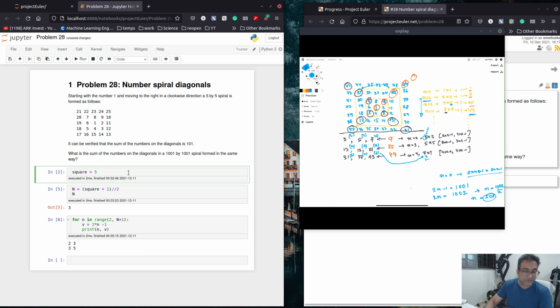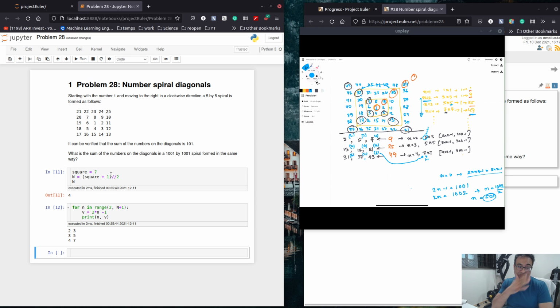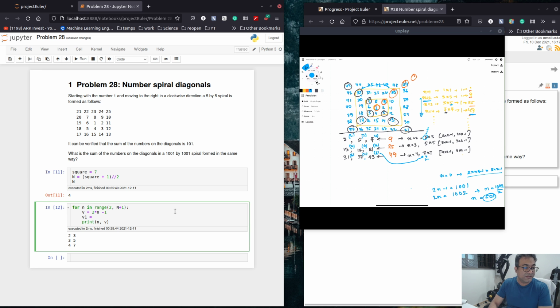and we can go up to a square of 7 by 7 square. In that case, n is going to go all the way up to 4 over here. And we will see that for 4 we have the value 7 we have calculated, and now we want to figure out this value over here, which is v minus 1. We will call this v1, which is 6, the number we have to move through.